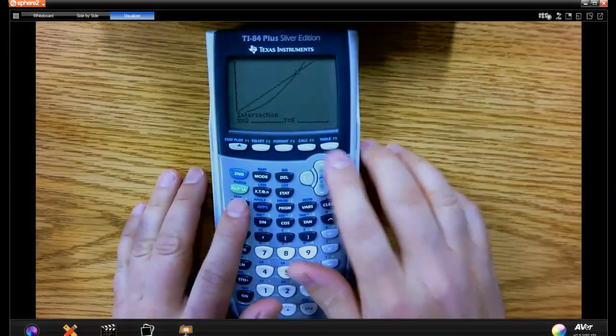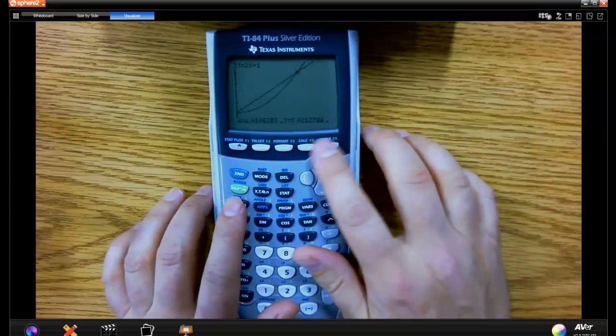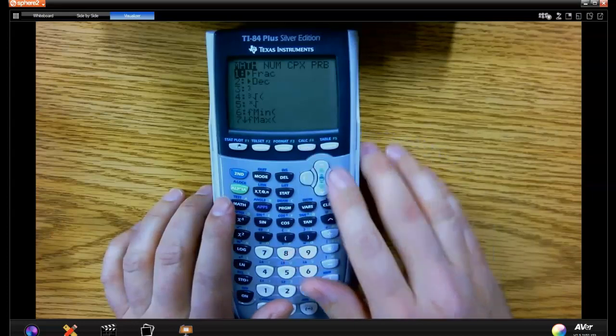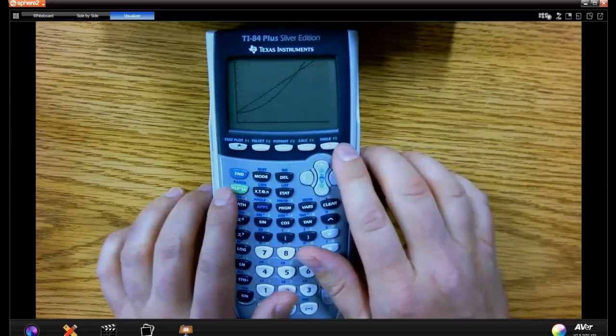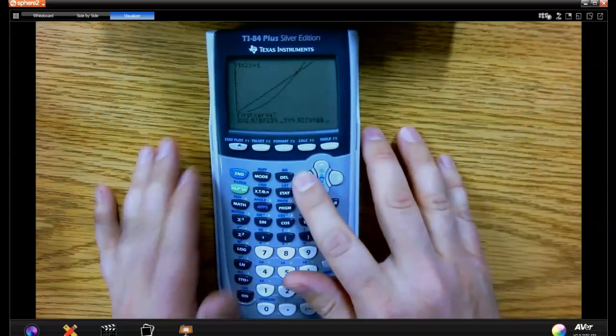And then we're going to do second calc. Why am I having troubles here? Second calc 5. Now I want to find when they cross over here.